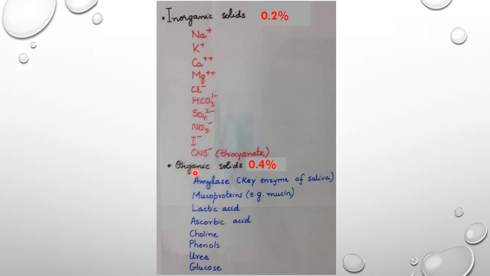As far as organic solids of saliva are concerned, amylase is the key enzyme which is found, and this is the main organic solid of saliva, and this is helpful for the digestion of starch. Another important organic solid that is found in saliva is mucoprotein, for example mucin. And the other components that may be present as organic solids in saliva include lactic acid, ascorbic acid, choline, phenols, urea, glucose, etc.